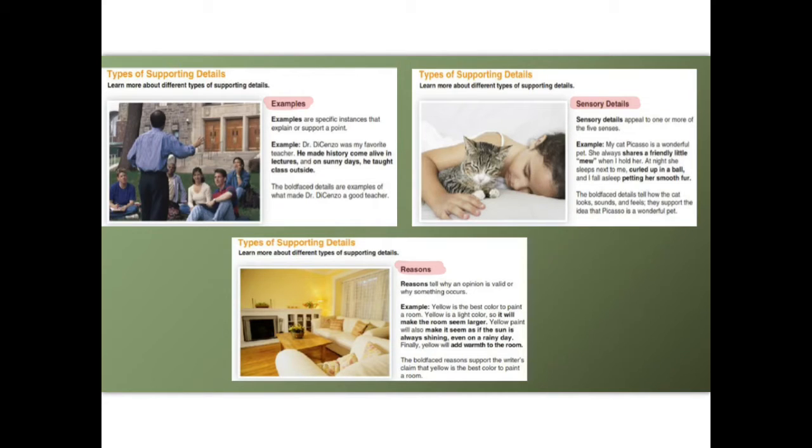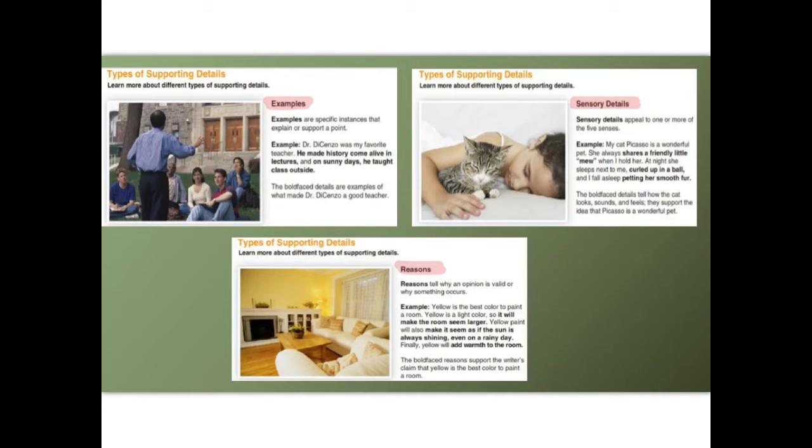Sensory details appeal to one or more of the five senses. Example: my cat Picasso is a wonderful pet. She always shares a friendly little meow whenever I hold her. At night, she sleeps next to me, curled up in a ball, and I fall asleep petting her smooth fur. The boldface details tell how the cat looks, sounds, and feels. They support the idea that Picasso is a wonderful pet.